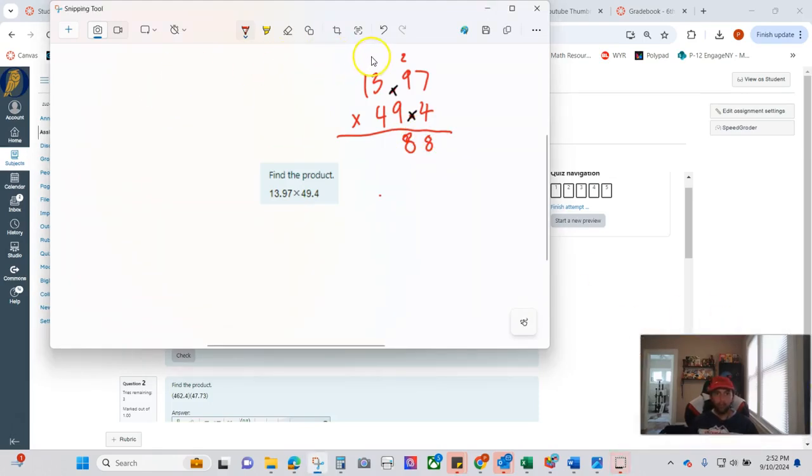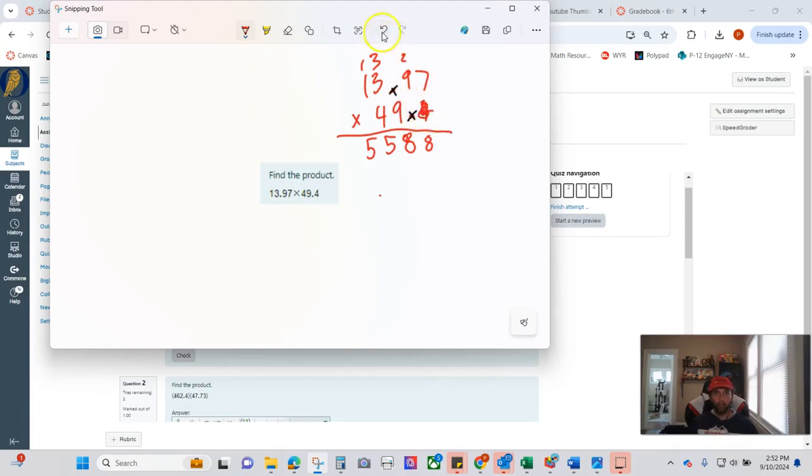Carry the 3. 4 times 3 is 12. Plus 3 is 15. Carry the 1. 4 times 1 is 4. Plus 1 is 5. Right? 28. 36 plus 2 is 38. 12 plus 3 is 15. 4 plus 1 is 5. Okay. One's place is done.